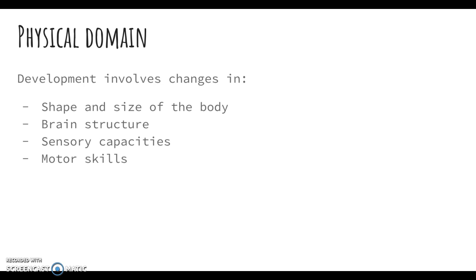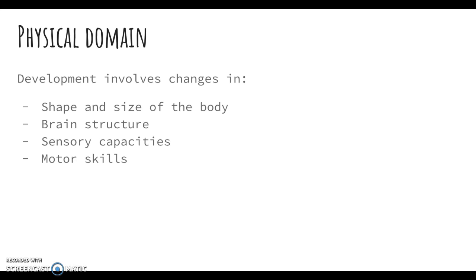Development in the physical domain involves changes in the shape and size of the body, brain structure, sensory capacities, and motor skills. When we're thinking about the physical domain, sometimes it might be confusing and people might think about growth, for example. Growth is a change that happens in the body that reaches maturity. For example, when we're thinking about height, at a certain point in someone's life, they're going to stop growing in terms of their height.